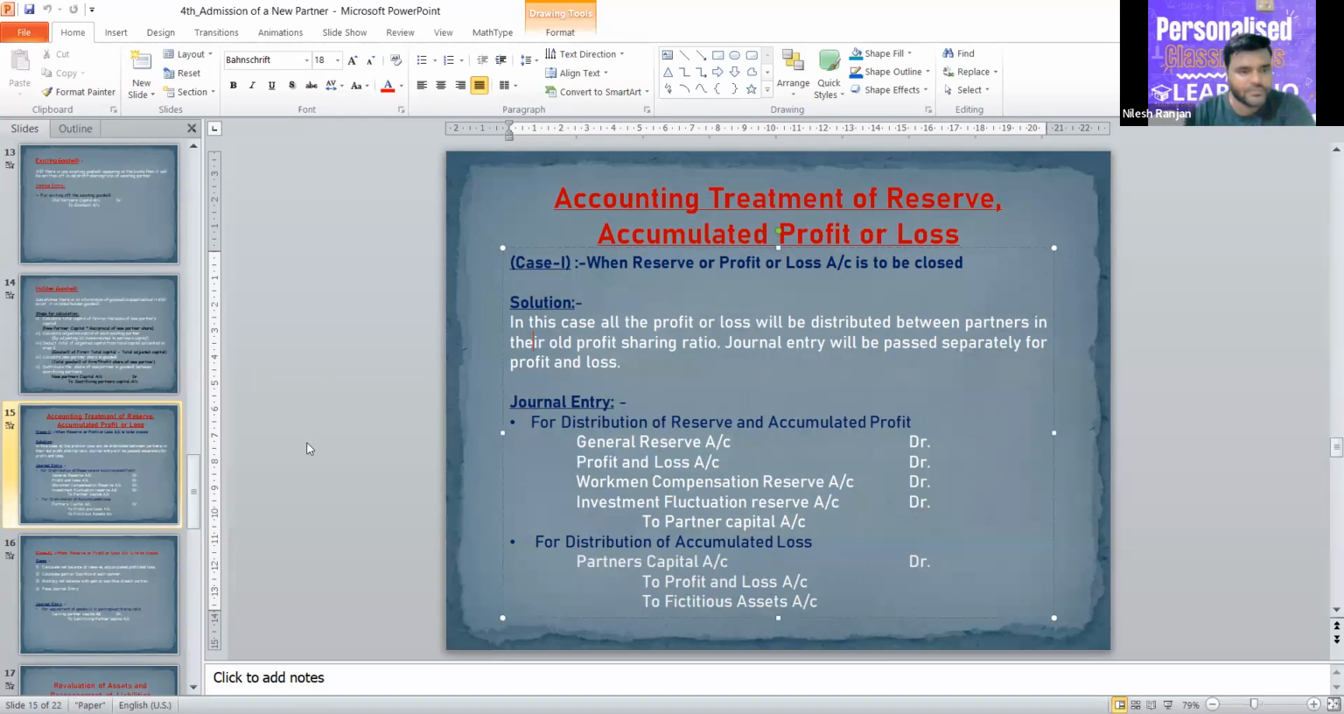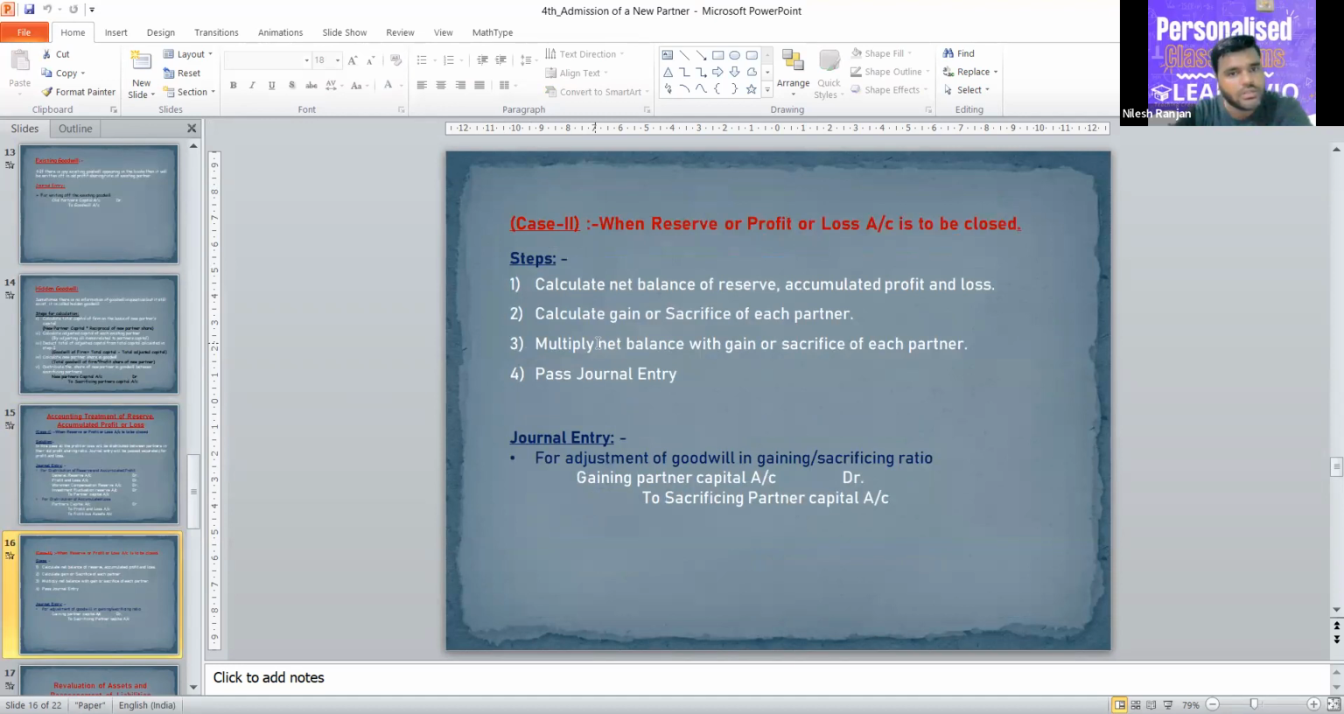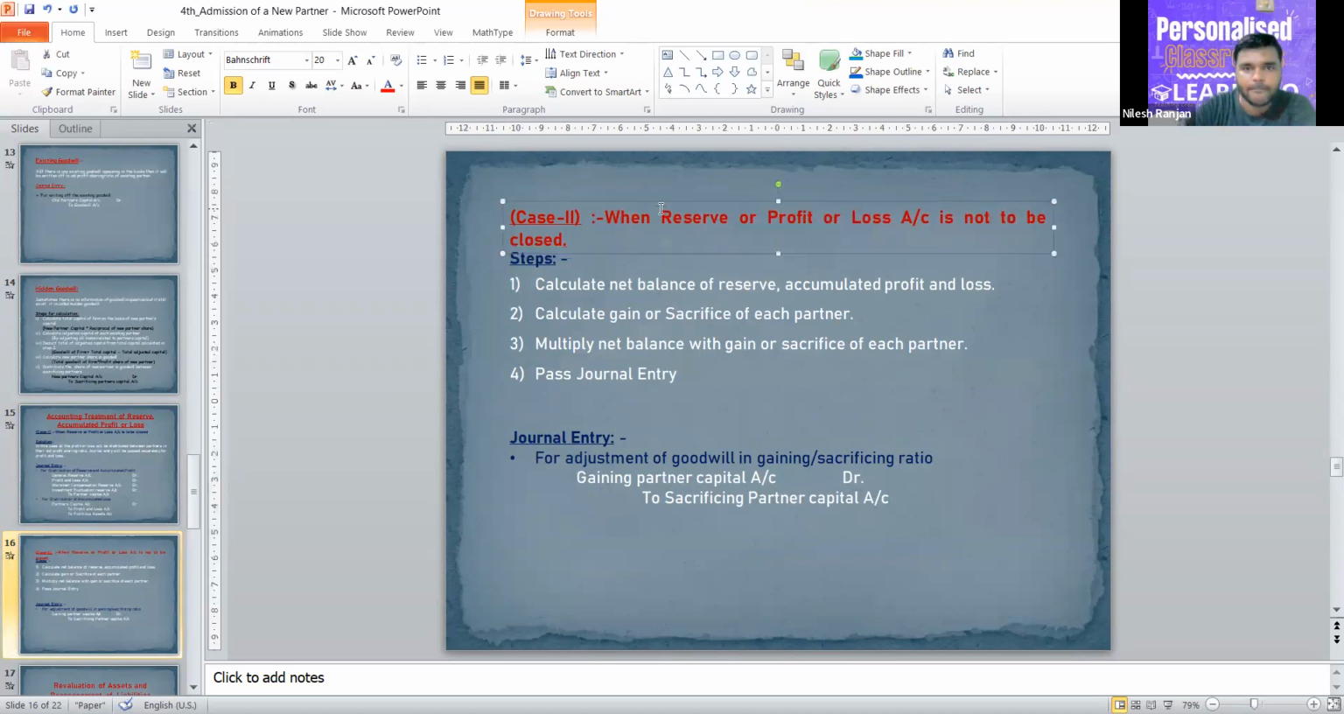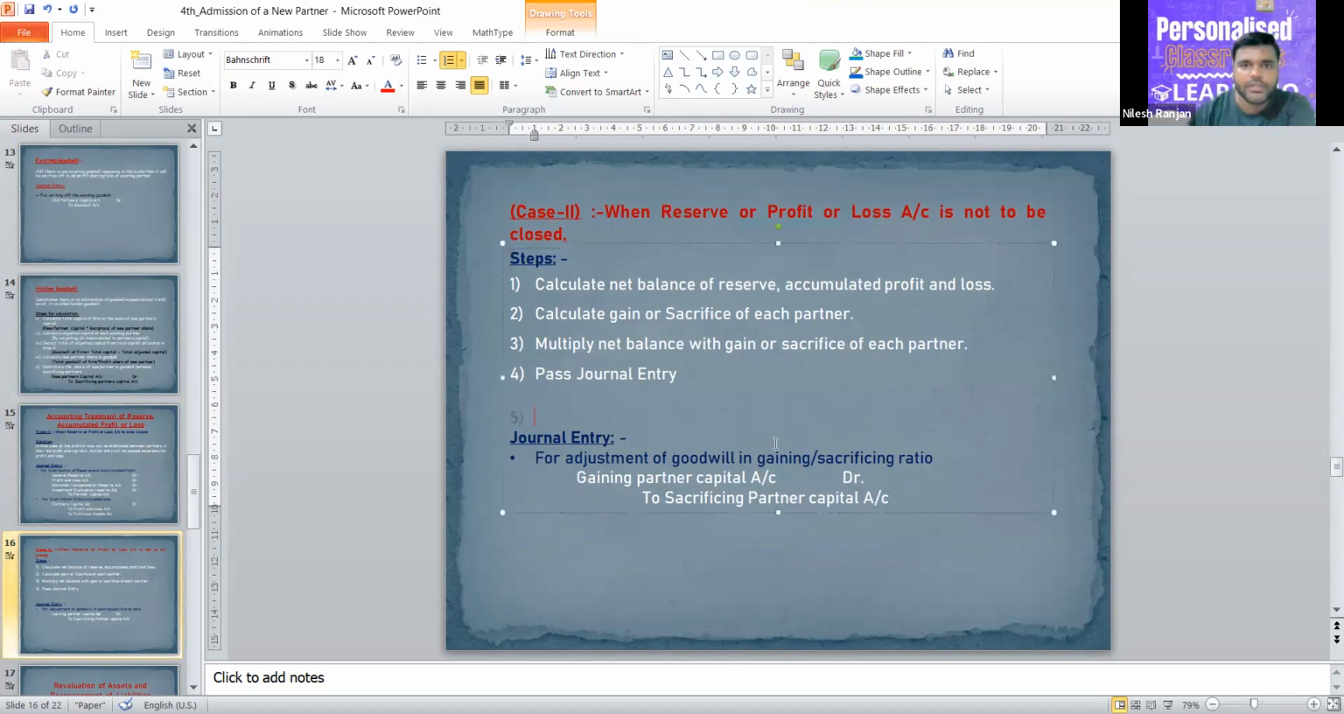Now, case 2. When reserve or profit and loss account is not to be closed. So now we don't have to close our reserves or accumulated profit or loss that is given in the question. So first, calculate the net balance of reserve, accumulated profit and loss.